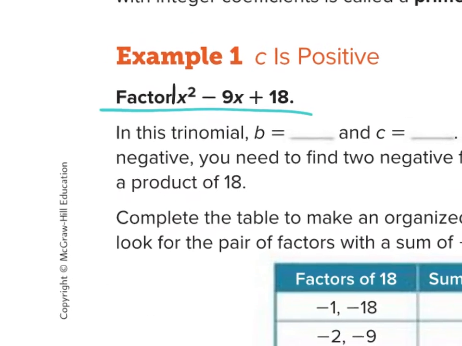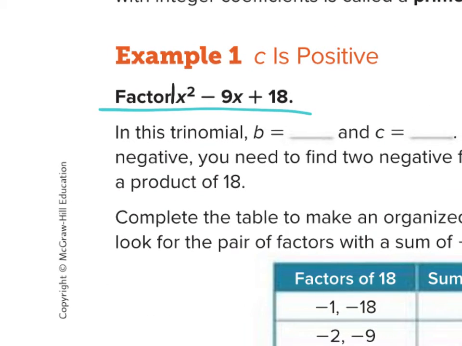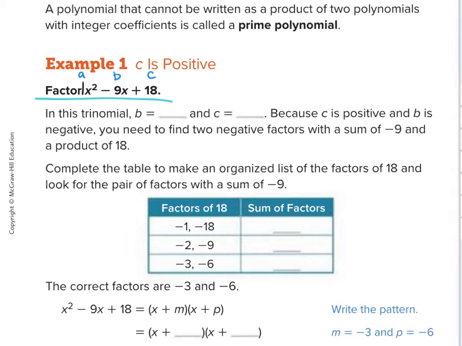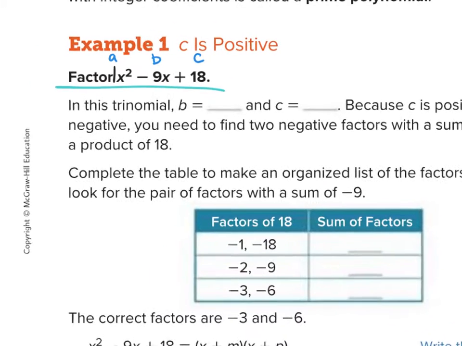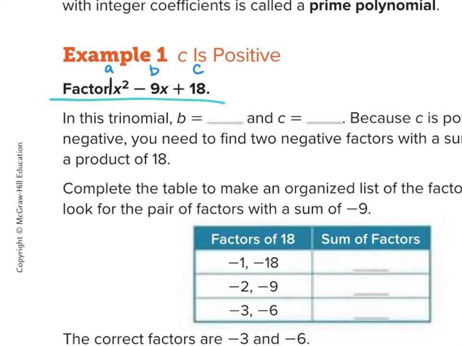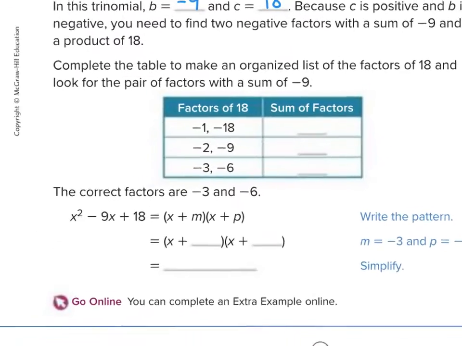I want you to write this above here. This is called standard form. The 1 is our A, negative 9 would be our B, 18 will be C. In this case, what number is B? Look at the number. Negative 9. Okay, what's C? 18.